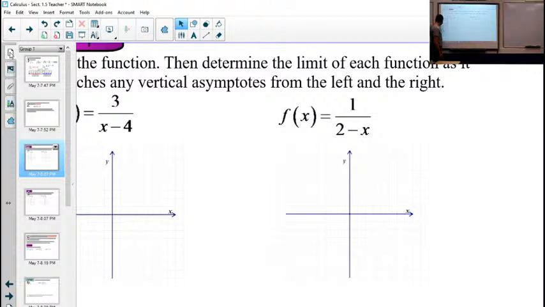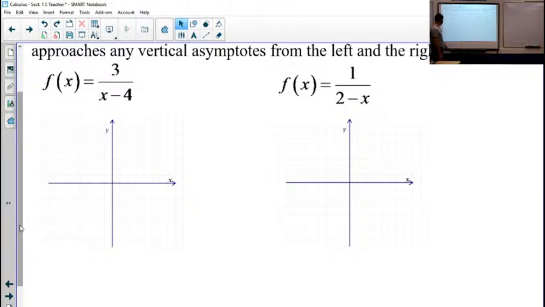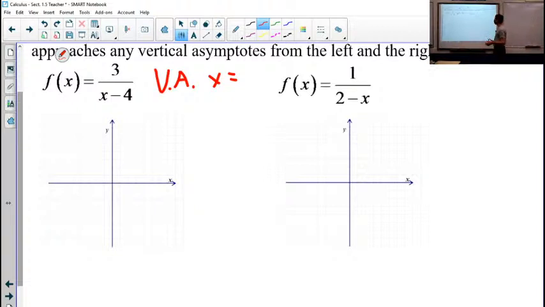Let's see, what do we want to do? We want to talk about vertical asymptotes first. Where's the vertical asymptote? Four. Thank you. X equals 4. Okay, and what this is going to let us do is, right now we know that we have a vertical asymptote at 4. 1, 2, 3, and 4. So we have a vertical asymptote there. What this lets us do is see what the behavior is around 4, and thus get a very quick visual of what's happening.